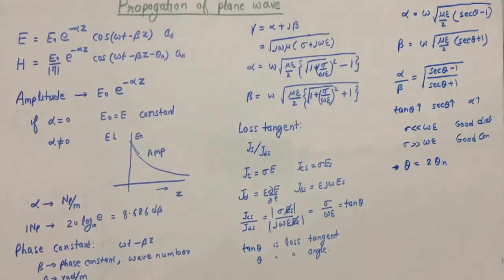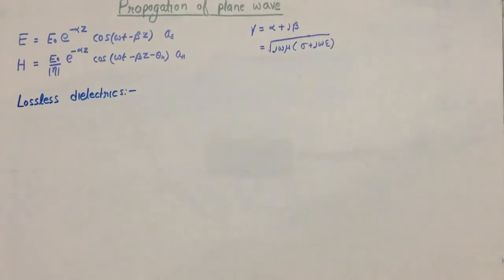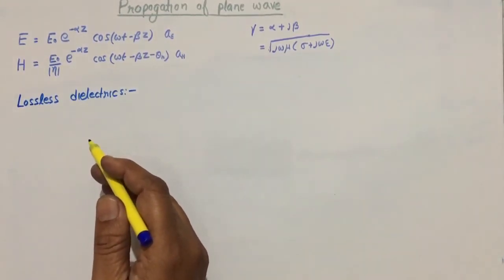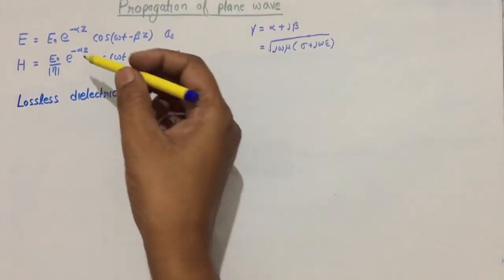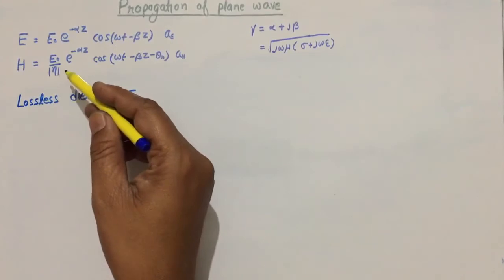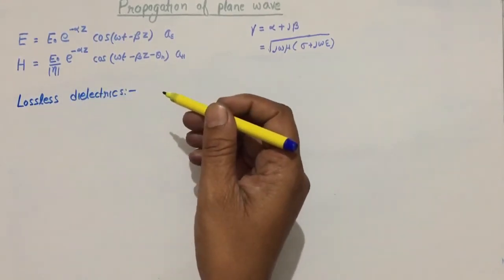Now plane wave we have discussed when it is traveling in the lossy medium. Lossy medium means the conductivity of the medium is not zero. Now we will consider the case when the wave is traveling in other than the lossy medium. Now let us consider the case of lossless dielectrics. In this case we will try to find all the parameters again, that is alpha, beta, intrinsic impedance and loss tangent. One by one we will try to find once again.